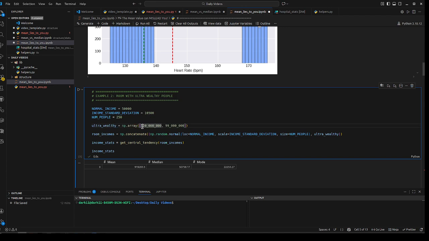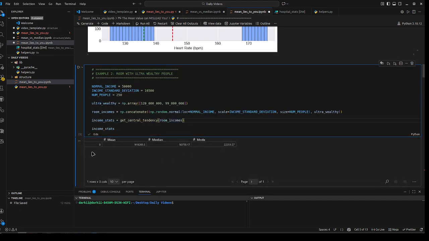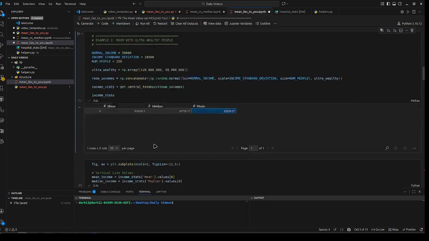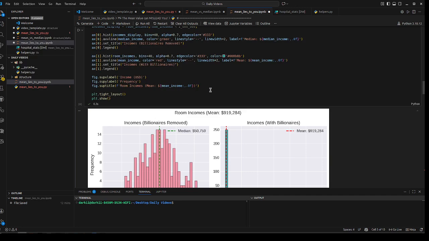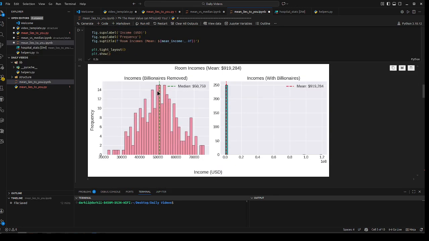And these people are obviously many times richer than the rest. So what happens to the actual mean income, the average income? Well, we see here it becomes 919,000. And remember, the normal income is 50,000. The median ends up being 50,759, much closer. And the mode is, well, I don't know how I got to that, but the value that appears most frequently, 22,000, doesn't really apply in this case, even though it's still more accurate than the mean. Okay, so here we plot this out, and we look at the incomes.